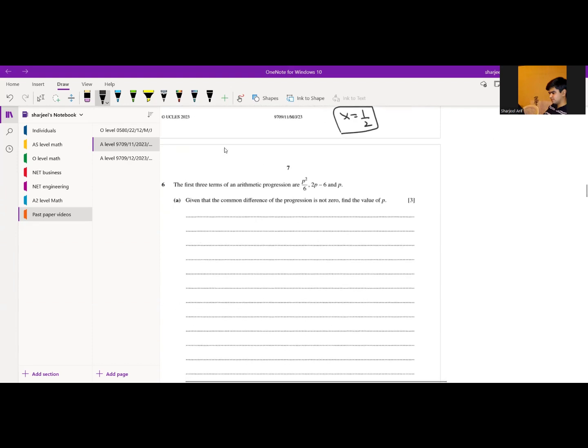So now look at question number 6. It's about arithmetic progression. In an arithmetic progression, the difference between two consecutive terms is the same. So we will write d1 equals 2p minus 6 minus p square by 6, and d2 equals p minus 2p plus 6. So d1 should be equal to d2. So just write it as minus p plus 6.